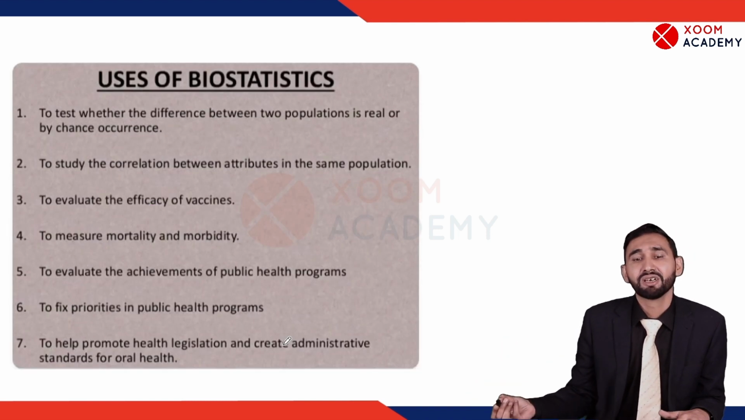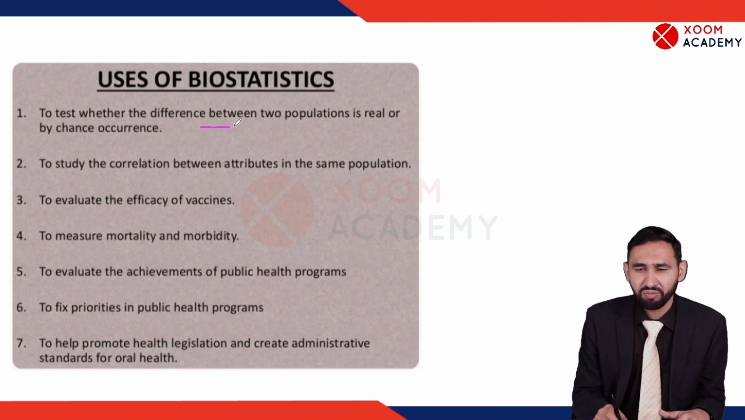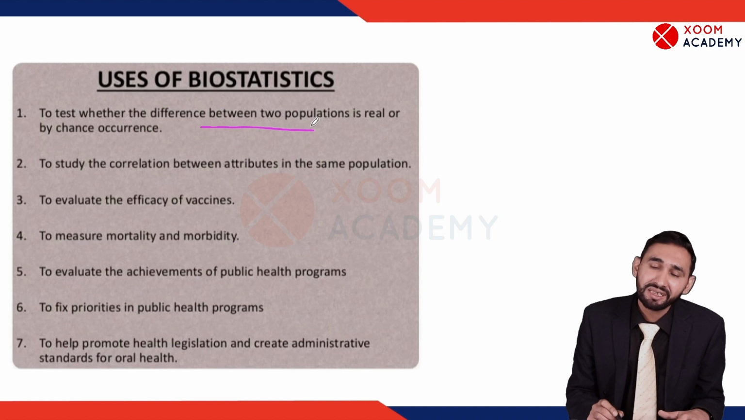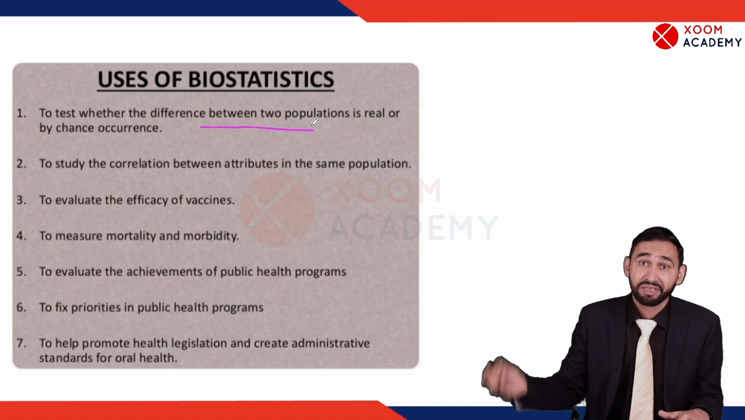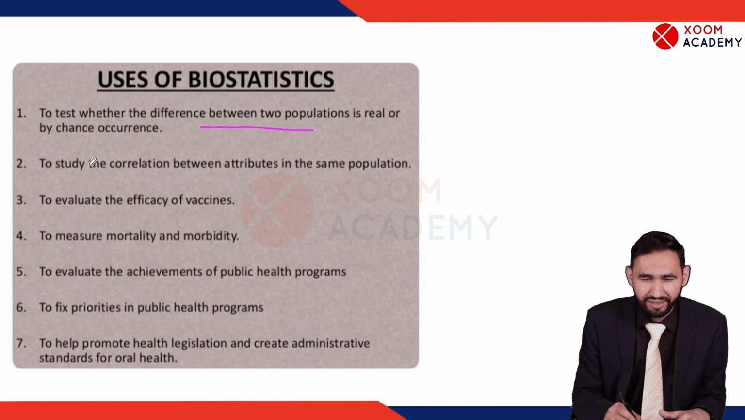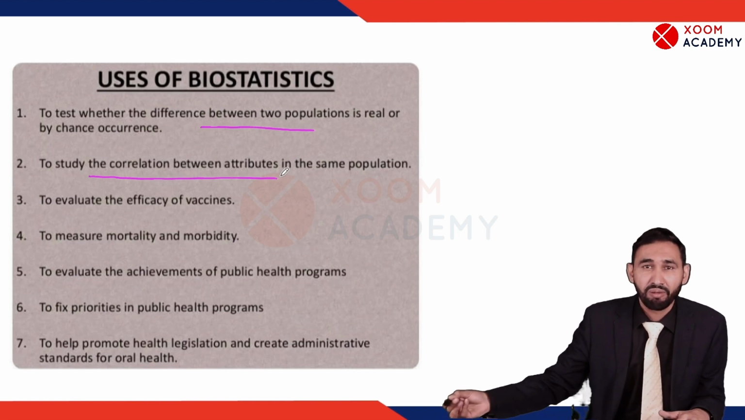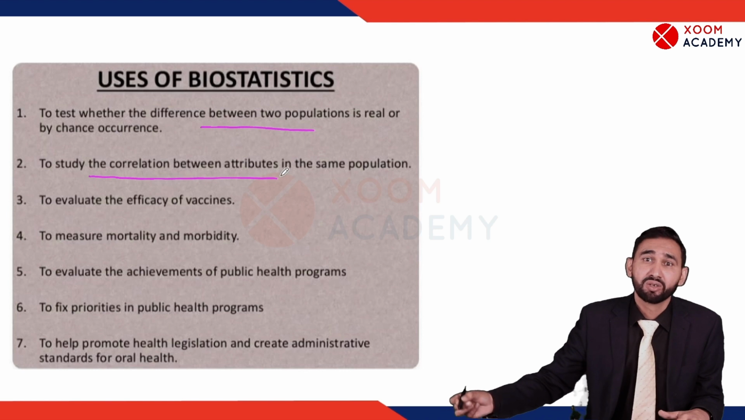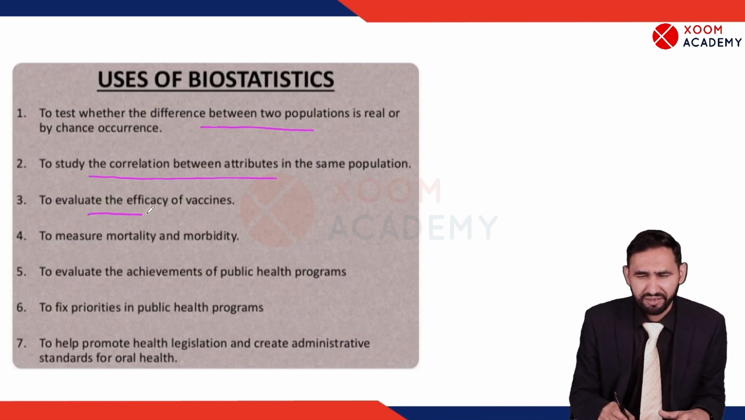And there are certain uses of biostatistics. What is a major use? To test whether there is a difference between two populations. Whether this difference is real or not, or it may be due to some error. Sometimes a difference exists, but sometimes the difference is due to certain error, like sampling error, observation error, experimental error. And then to study the correlation between attributes, correlation between two populations or correlation in the same population, like a population of a medical college. We need to study correlation between girls and boys.